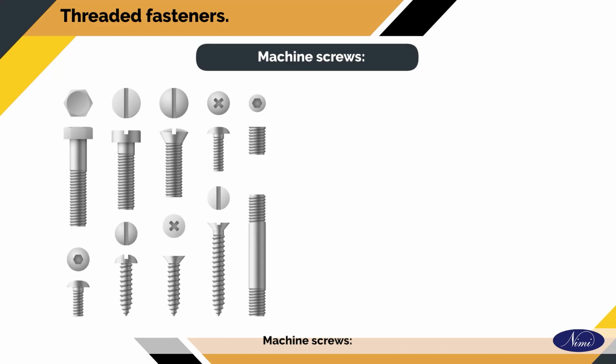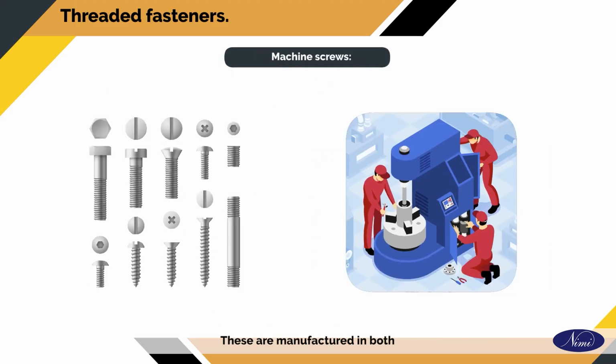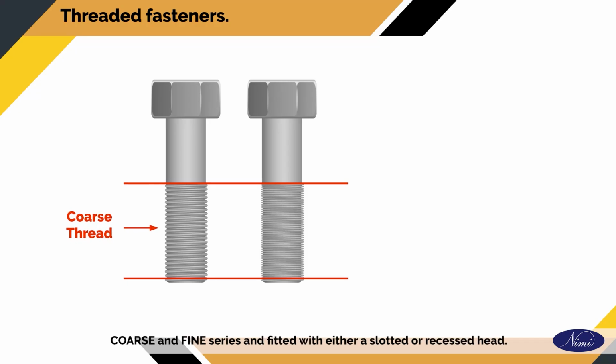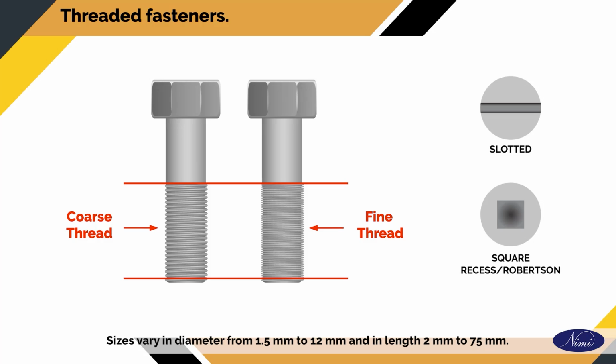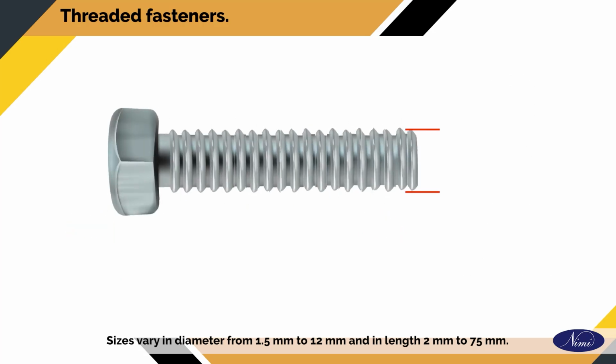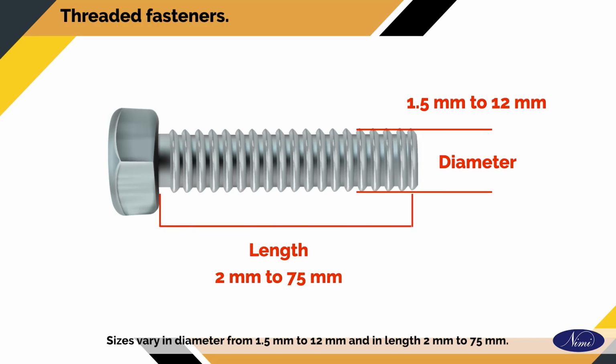Machine screws. Machine screws are used for general assembly work. These are manufactured in both coarse and fine series and fitted with either a slotted or recessed head. Sizes vary in diameter from 1.5 mm to 12 mm and in length 2 mm to 75 mm.